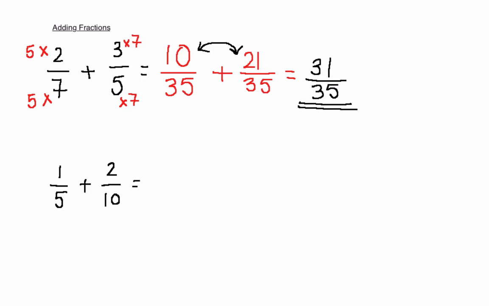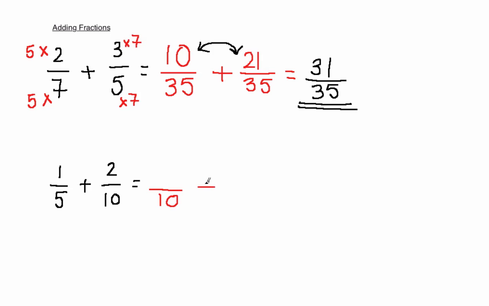Let's have a look at the example at the bottom here, the second example. In this example, the denominators are 5 and 10. Now above, we found the lowest common multiple by multiplying 7 and 5 together to get 35. But here, you don't need to do that. The lowest common multiple of 5 and 10 is just 10.